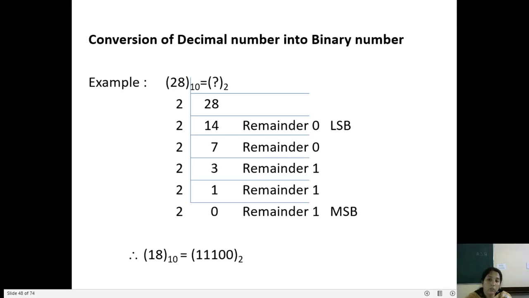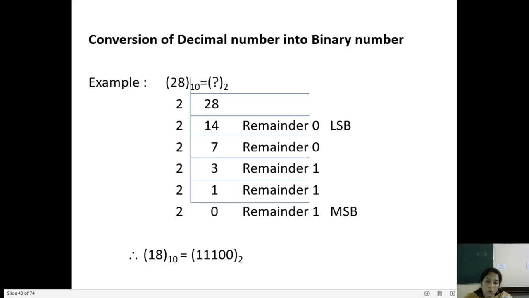You want to see the base. What is the base you are converting into binary? Binary base is 2. Now this 28 is continuously divided by 2. So we are getting 14, then 7, then 3, and we continue until we get the quotient as 0. I got 0 here.